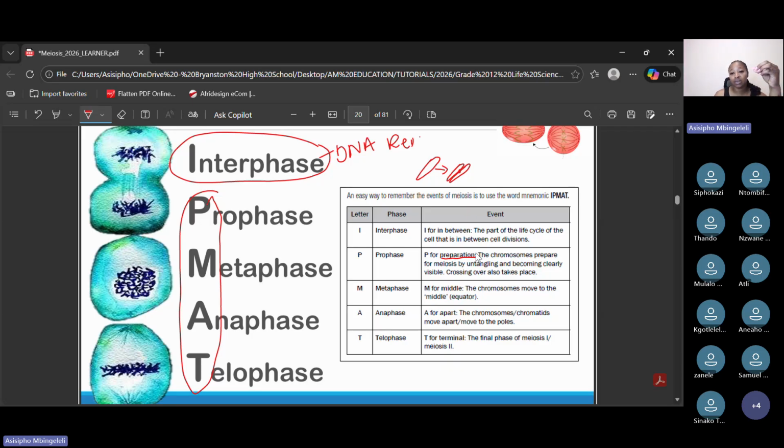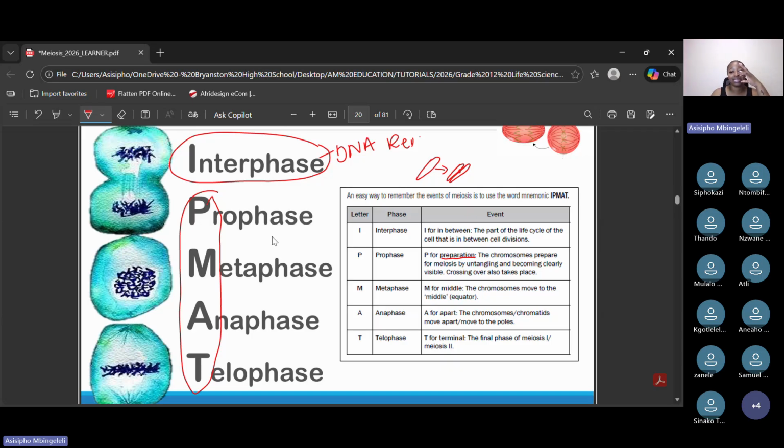So we have chromosomes that are visible, and in prophase, there is crossing over that takes place. But remember, there is no crossing over in mitosis. This crossing over will take place in meiosis. M for middle, the chromosomes move to the middle of the equator. A for anaphase, A for apart. The chromosomes, chromatids move apart. It will depend which phase we are speaking about, and then choose the correct terminology, whether we're using the word chromosomes or chromatids.